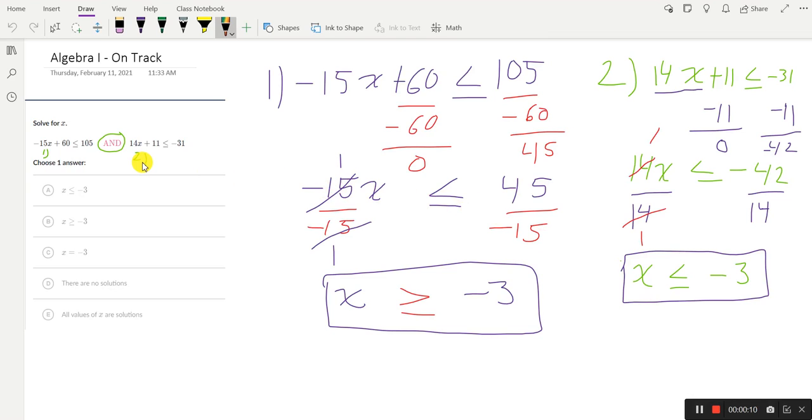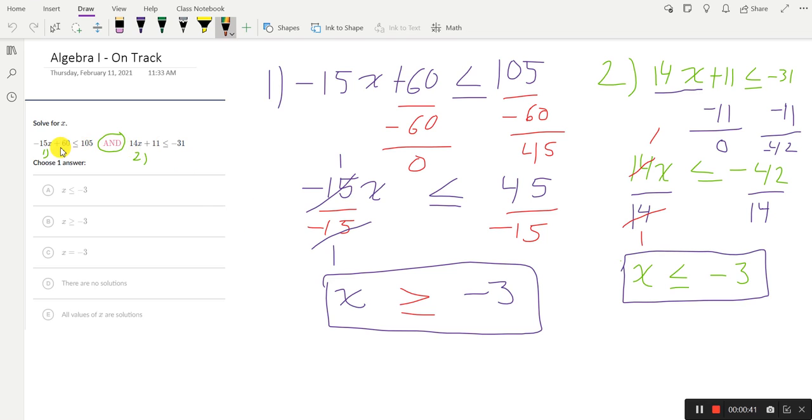Okay, so let's go right into the problem. We have this problem here: solve for x, and they give you two different inequalities. They give you the first inequality, I'm going to call it number one, and the second inequality, and as you can see, it's an "and" inequality. There are two types of inequalities that we have studied in this course: "and" inequalities and "or" inequalities. Very good. So let's solve an "and" inequality.